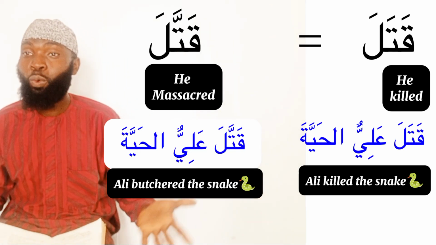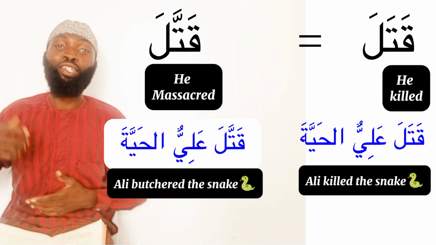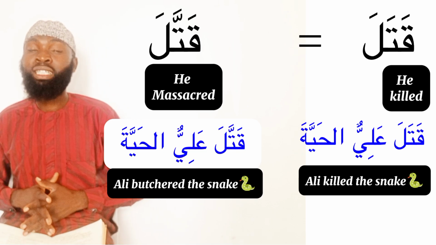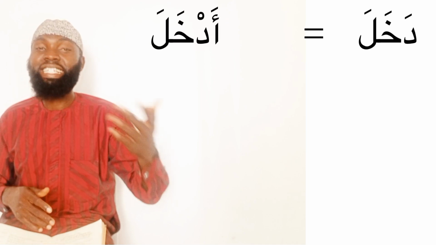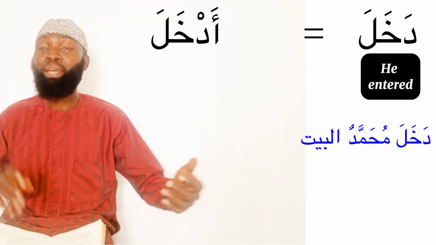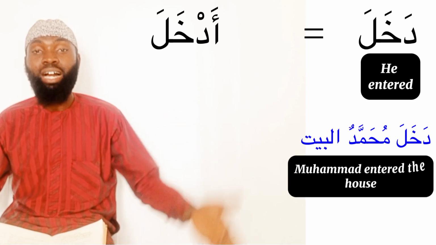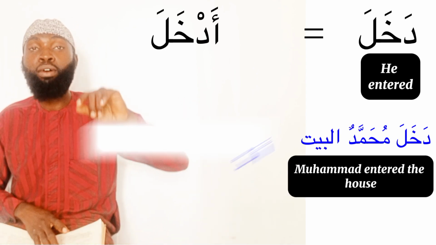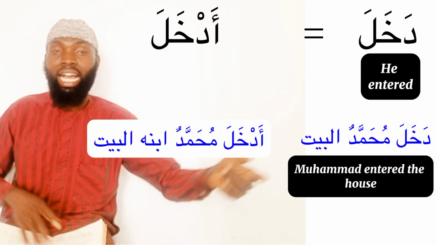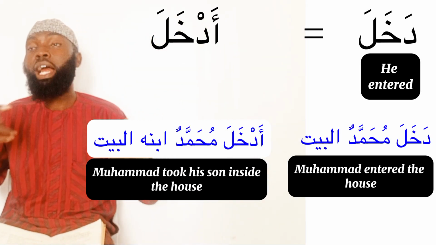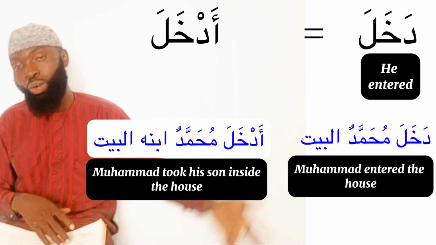Another example of a word which has an addition of a letter to its original letters is the word adkhala. Dakhala means he entered. I can say dakhala Muhammadun al-bayta. Muhammad entered the house. But if I add Hamza to it, it becomes adkhala Muhammadun ibnahu al-bayta. Muhammad entered his son, meaning Muhammad took his son inside the house.